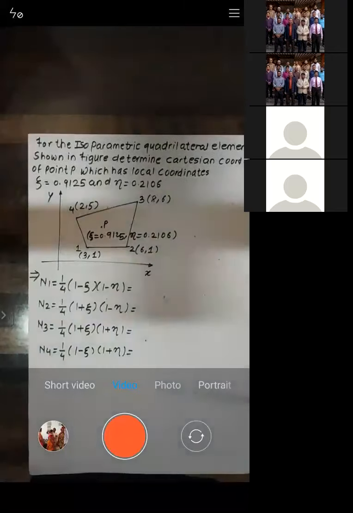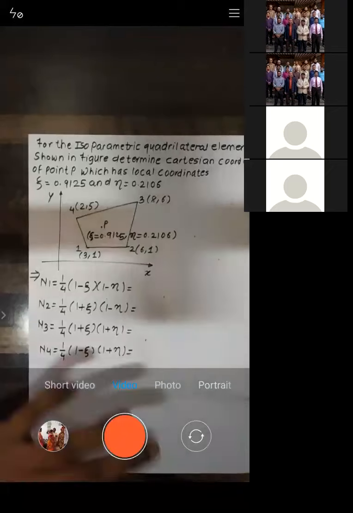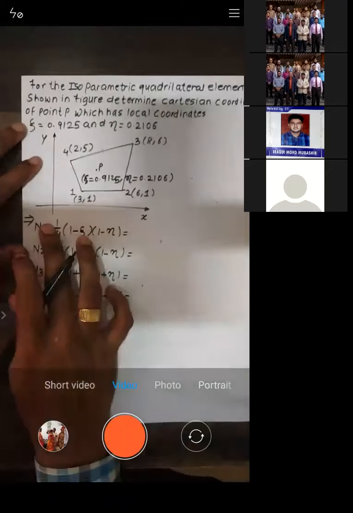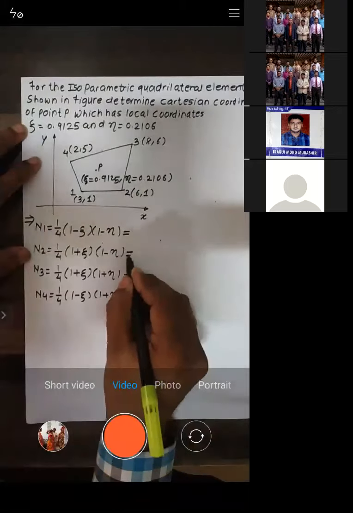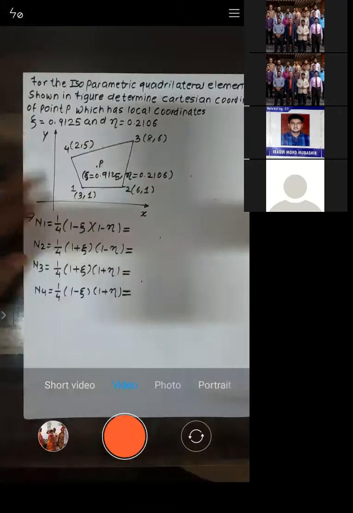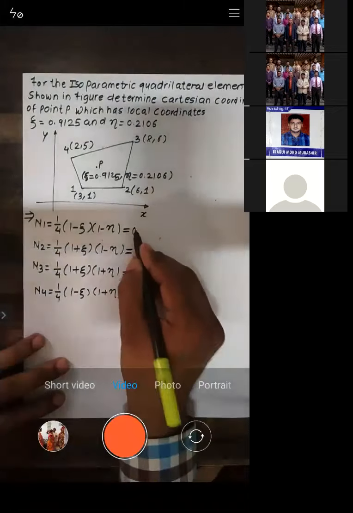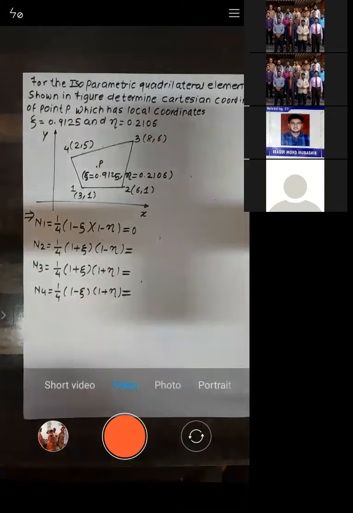Just a time before we have derived those. Have we derived it or not? Right. So with this, can you tell me the value of N1? Put the given values as zeta and neta, and tell me N1, N2, N3, and N4. N1 is 1/4 (1 minus zeta)(1 minus neta). Tell me the value of N1.